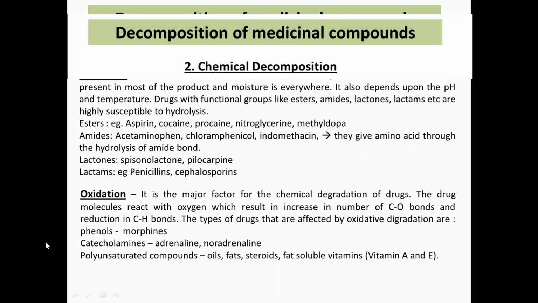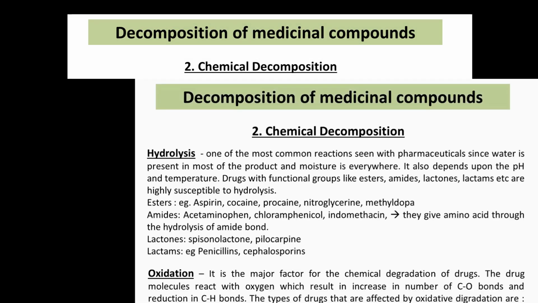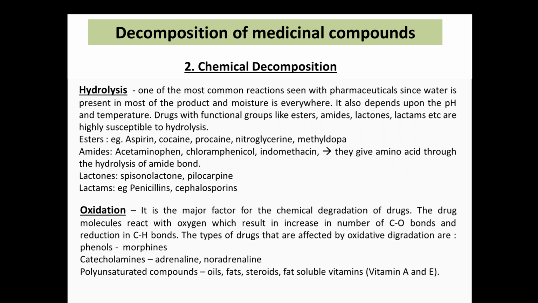Another is oxidation. Oxidation is another degradation route for pharmaceutical components. The active ingredients are very prone to oxidize and undergo oxidative degradation. What happens in oxidative degradation? Actually, the drug will react with oxygen, and what will happen? There will be an increase in the number of C-O bonds, and a decrease in the number of C-H bonds.